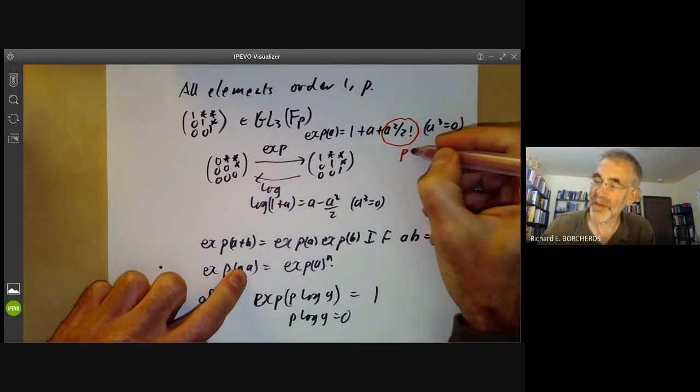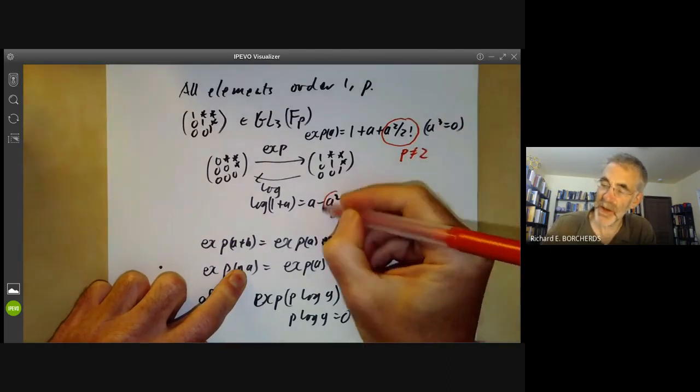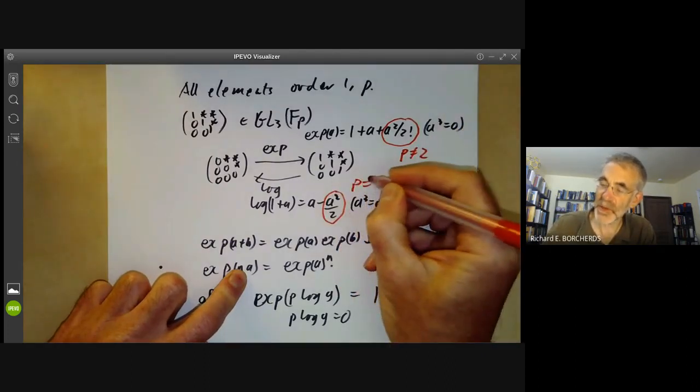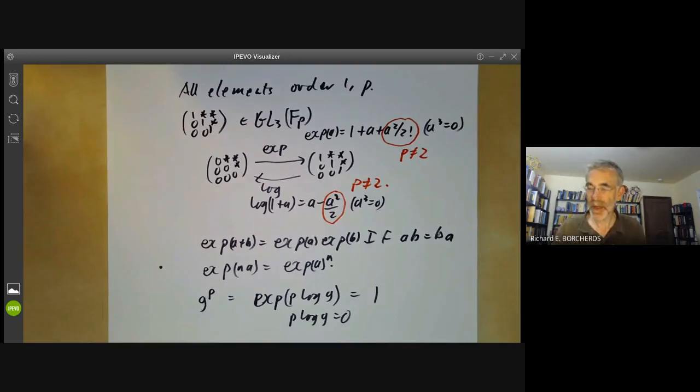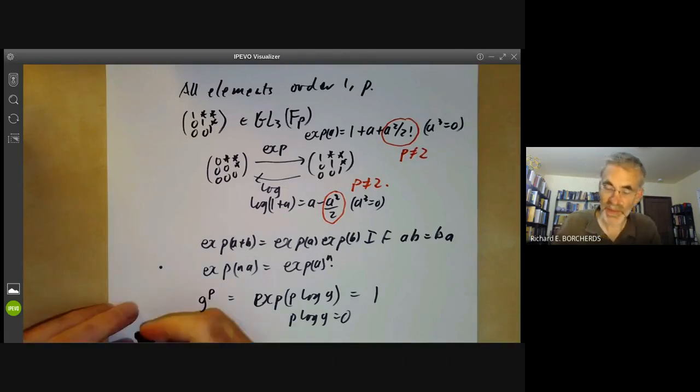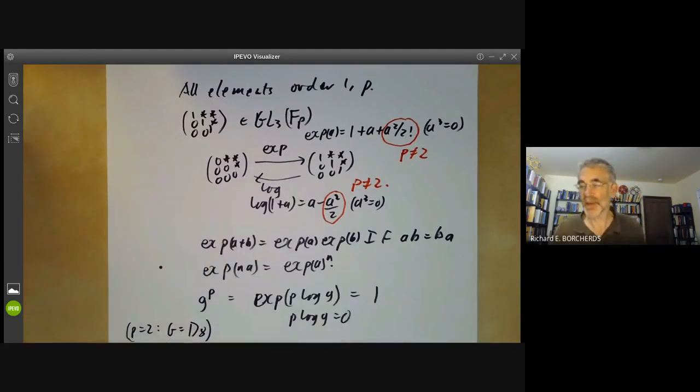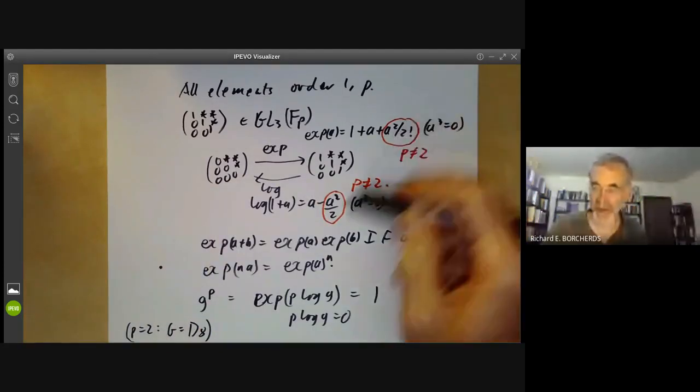So this only works if P is not equal to 2. So we've got a non-abelian group of exponent P unless P equals 2. What happens if P equals 2? The group just becomes the dihedral group of order 8 and does indeed have elements of order 4. So this argument breaks down.